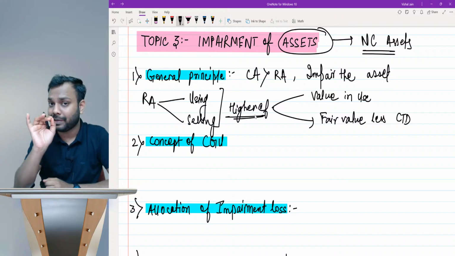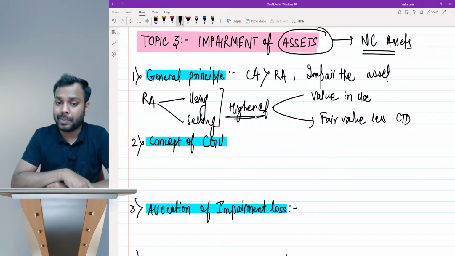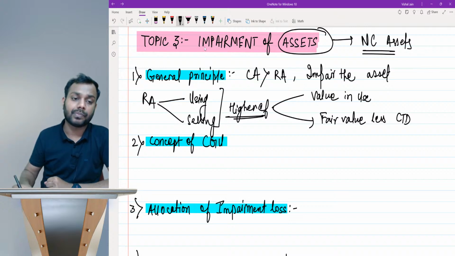Is that clear, guys? Is that clear to all? The general principle behind impairment of assets is clear to all?